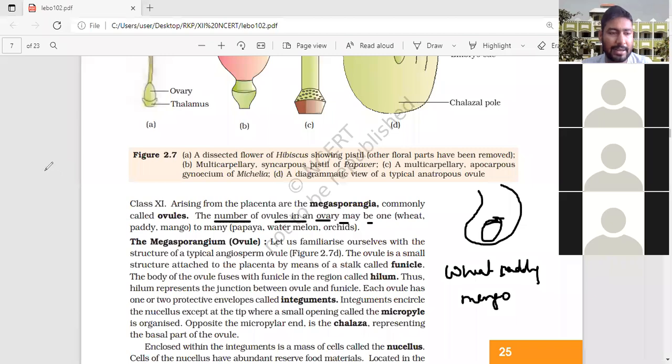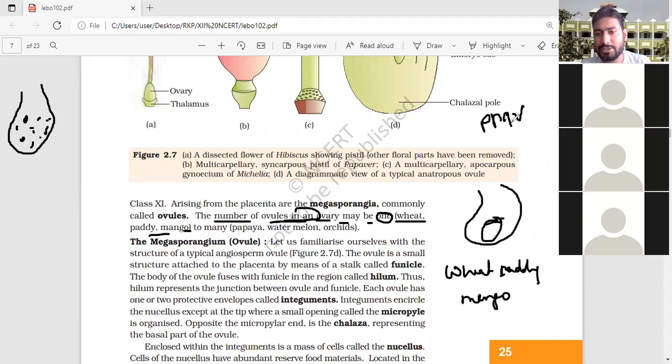While papaya, watermelon, and orchids have more than two ovules. How to learn wheat, paddy and mango? PMW, like BMW the car. P for paddy, M for mango, not maize, and W for wheat. So paddy, mango, and wheat have the single ovule.